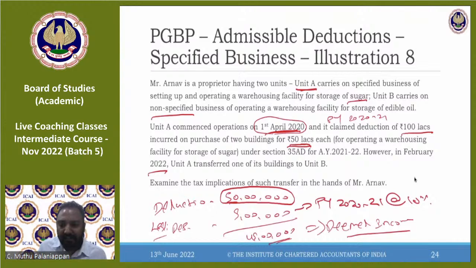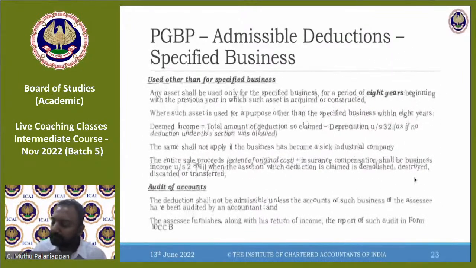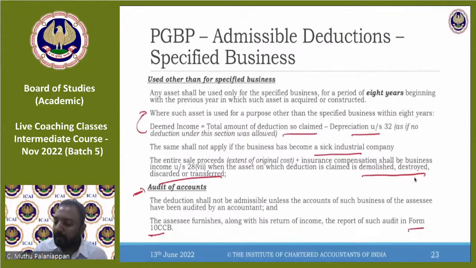Next, Arshita, I am unable to understand the second condition to be filed under 35AD. What exactly is that? Is it related to audit of account is your question? Deduction shall not be admissible unless the account is audited. So to claim this deduction, you must file a form certified by a chartered accountant with the income tax department.